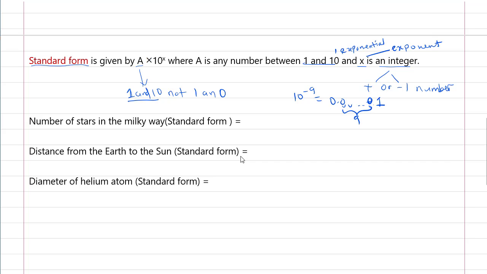Alright, let's write some numbers using this form. If you were told that the number of stars in the Milky Way galaxy equals 2 followed by 11 zeros, then you should write it as 2 multiplied by 10 to the power of 11. Also, you can write the distance between the Earth and the Sun as 1.496 multiplied by 10 to the power of 11.